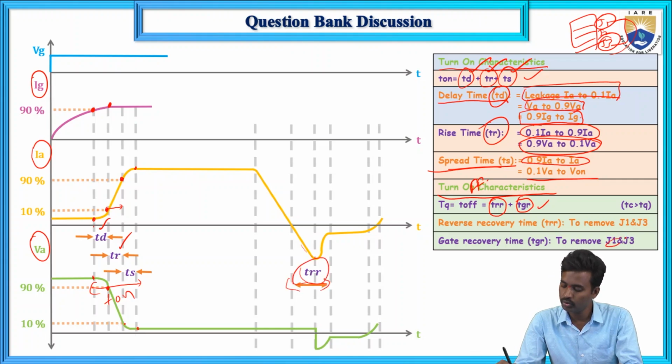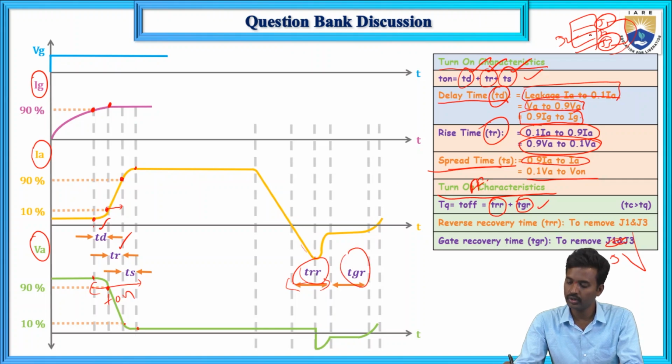And next, removing the J2 junction charge carriers, which is connected to the gate. The time taken to remove the J2 junction charge carriers is the gate recovery time. So TRR plus TG is the circuit turn off time. So now this is T on, this is T off.